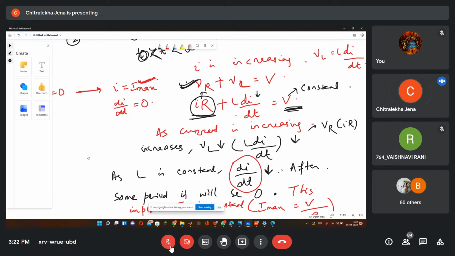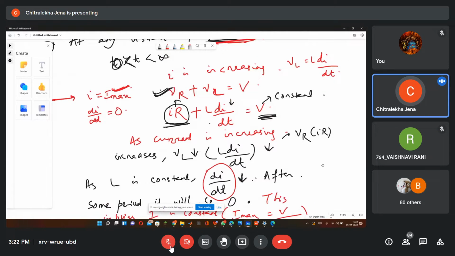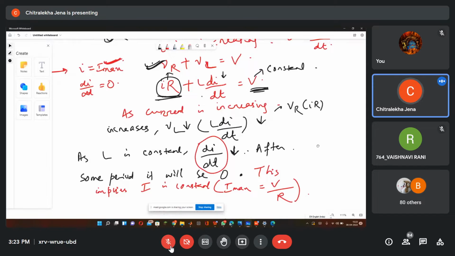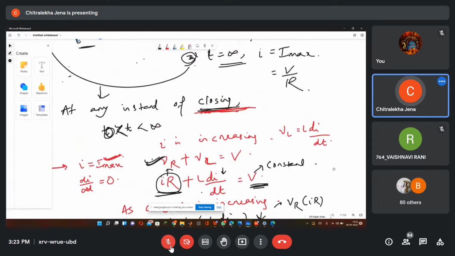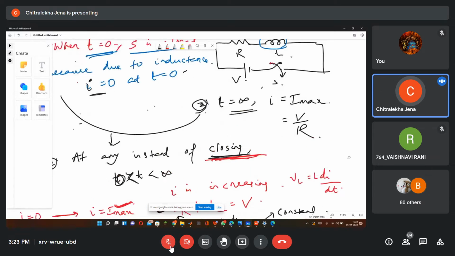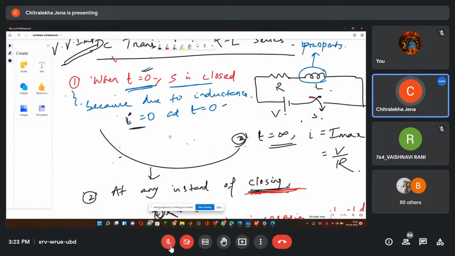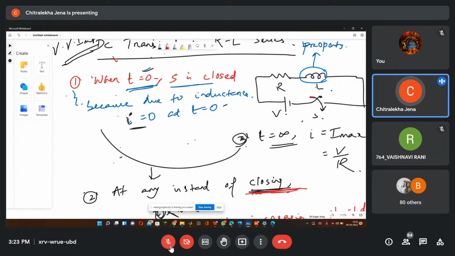Okay. So simple thing, simple equation. I have told you that initially at t equal to 0, the current is 0. At t infinite, current is maximum. What about the value of VL? Yes, here I will obviously write down in the further conditions 2 and 3. What is the value of VL here? Tell me.